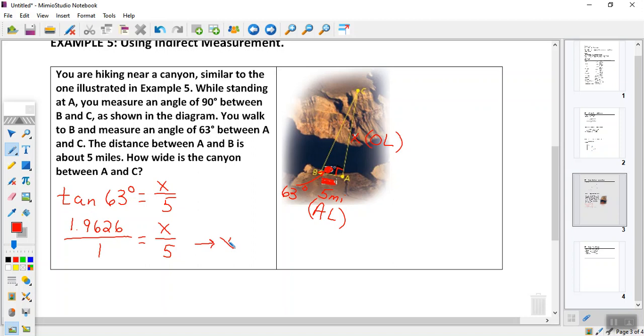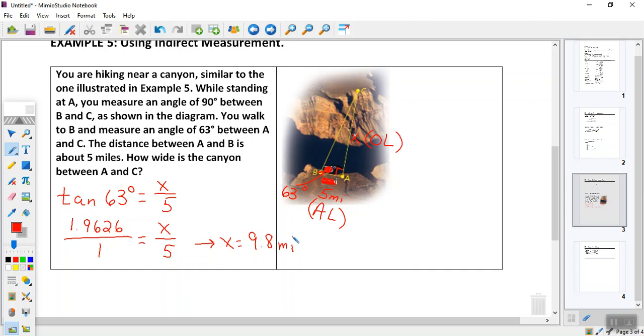What do you guys get for the distance across that canyon? 9.8. We all agree 9.8? Yeah. I like 9.8 miles. I think that's right. What did you have, 1.9? Maybe about 9.5 and 0.3. Yeah, 9.8 is good. Right?